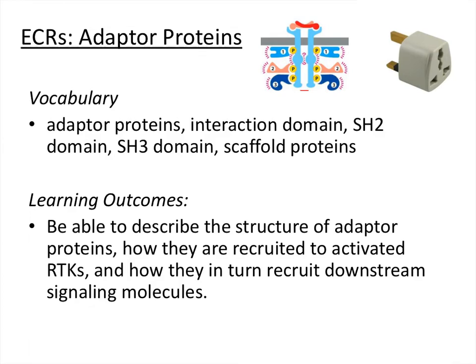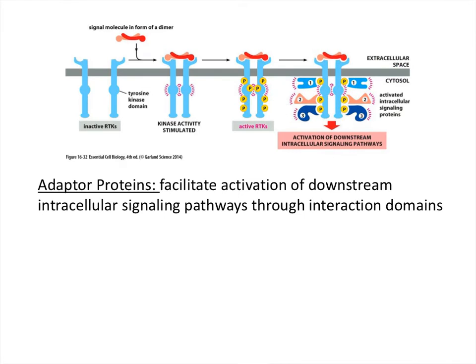This video is ECRs, adaptor proteins. So we're going to focus on adaptor proteins, which are just downstream from activated receptor tyrosine kinases. Definition for adaptor proteins is right here. Basically, the adaptor proteins facilitate activation of downstream intracellular signaling pathways through interaction domains. And they, on this figure here, are these little 1, 2, and 3 proteins. Those each are different adaptor proteins.